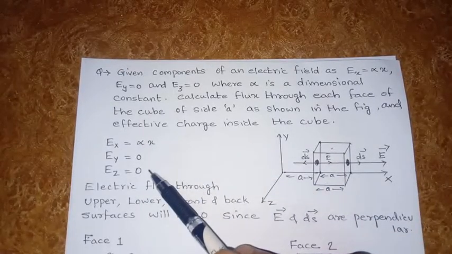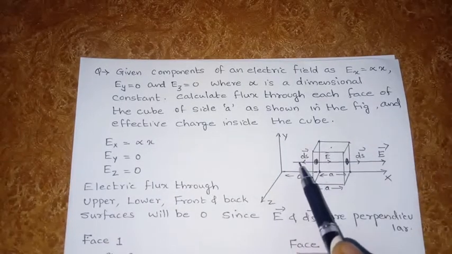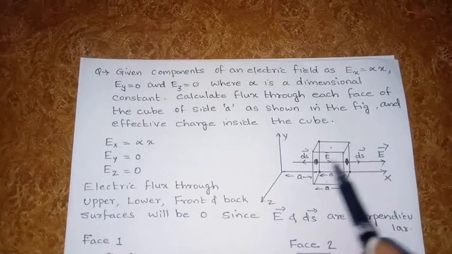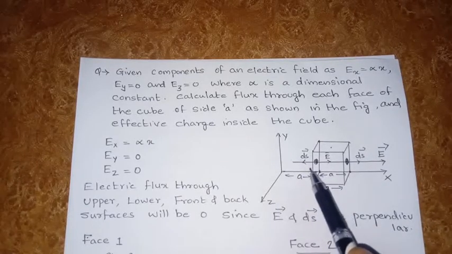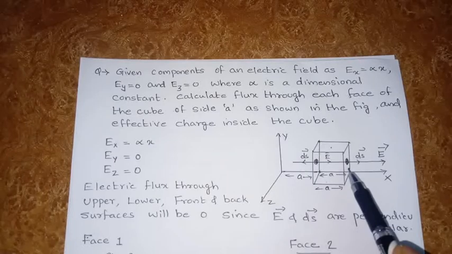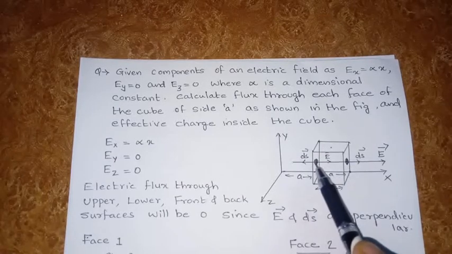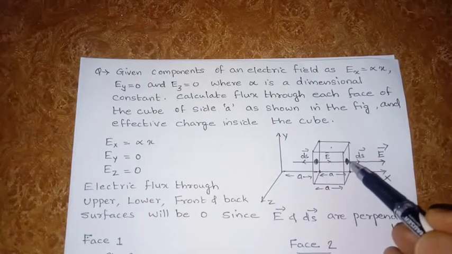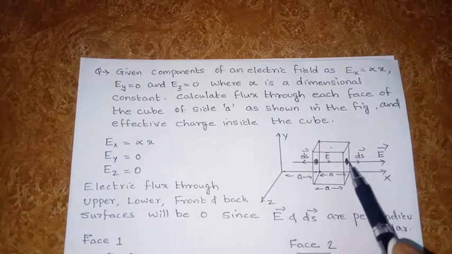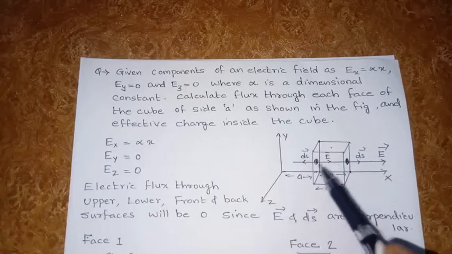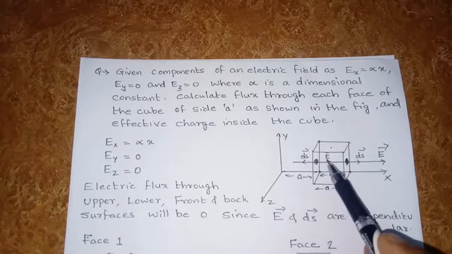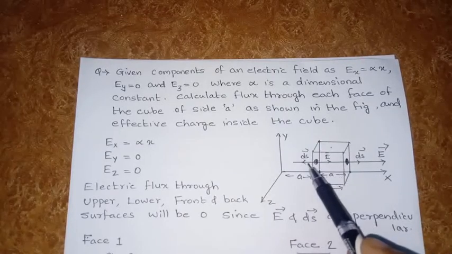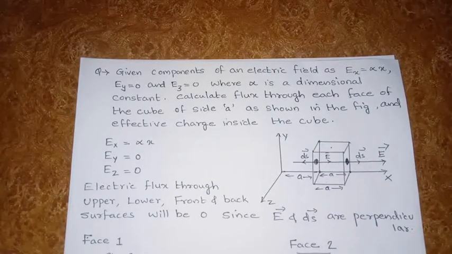So the electric field has only an X component. The Y and Z components of the electric field are 0. That means the electric field is purely in the X direction. So the electric field passes through the leftmost surface as well as the rightmost surface. Here you can see the electric field. If I consider a small elemental area ds here, E and ds are parallel to each other, but on the leftmost surface E and ds are anti-parallel to each other. The angle between E and ds is 180 degrees.